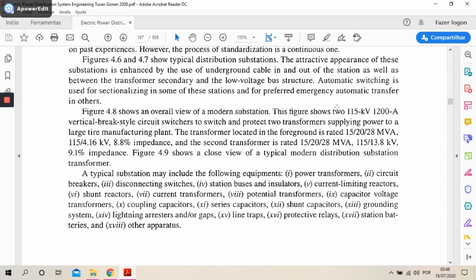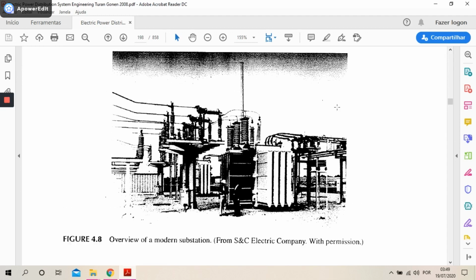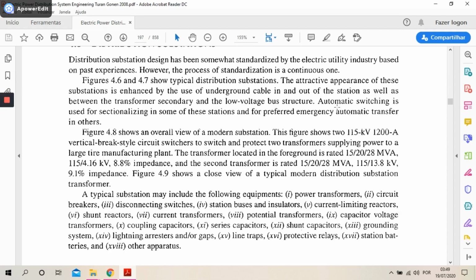Figure 4.8 shows an overall view of a modern substation. Let's see figure 4.8. Overview of a modern substation. Returning to the text.